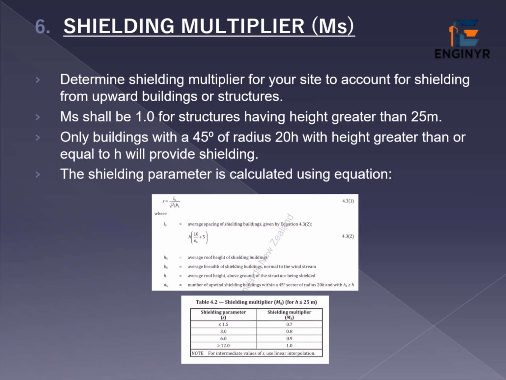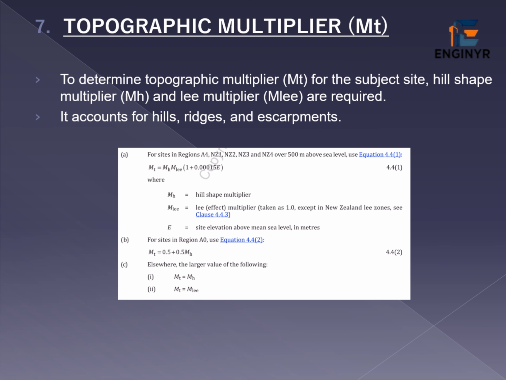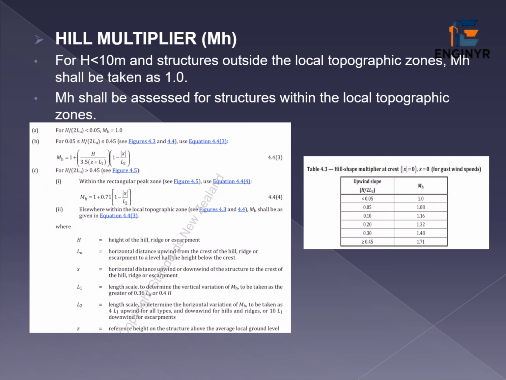The shielding multiplier, MS, considers the protection provided by nearby buildings or structures. It reduces wind effects only when the shielding conditions specified in the standard are satisfied. The topographic multiplier, MT, considers the effects of surrounding terrain on wind speed. It is determined using the hill multiplier, MH, and the lee multiplier, MLE, as specified in AS/NZS 1170.2. The hill multiplier accounts for the effect of hills on wind speed.